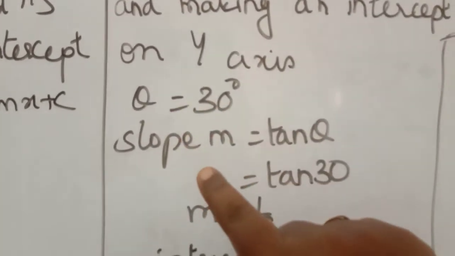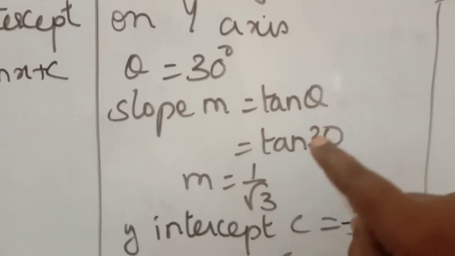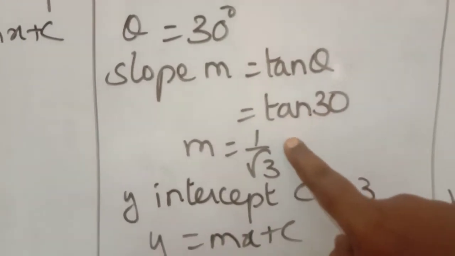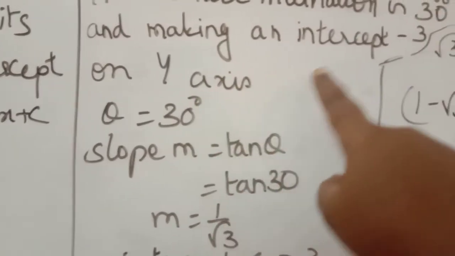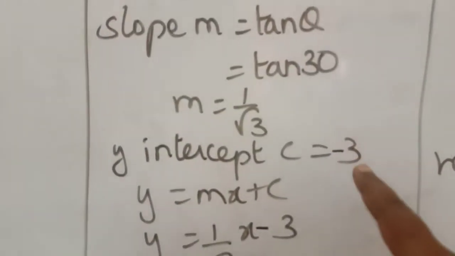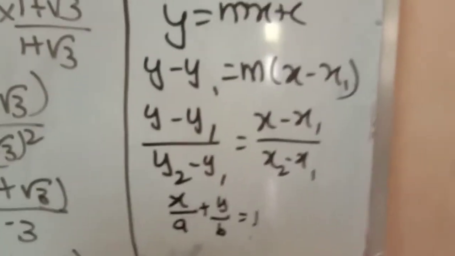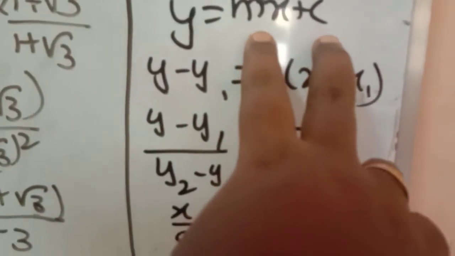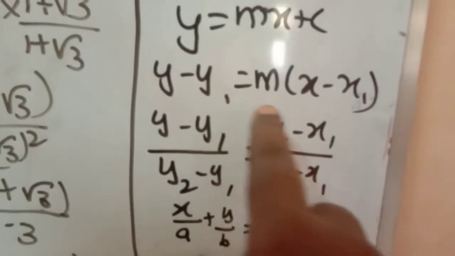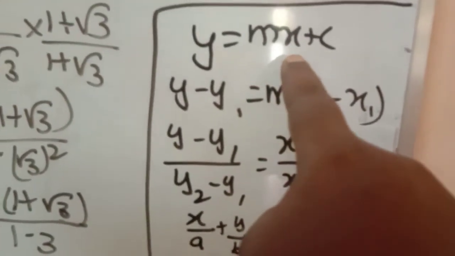So we can find the slope using the theta. M equal to tan theta, tan 30 degree. Tan 30 is 1 by root 3. Next, intercept on y-axis, that is c is equal to minus 3. What is the equation? Recall all the 4 equations. Here slope and y-intercept alone we know, so we are going to use the first equation. If slope and one point you know, we can use the second equation. Now we are going to use the first equation.